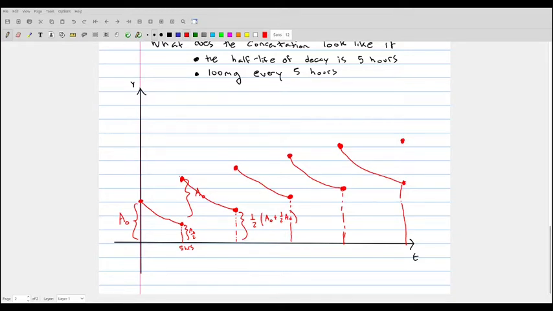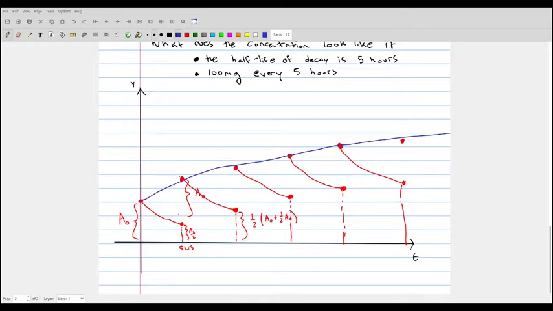And what you're seeing here is that we have two different sequences that we're interested in, and two different sequence limits that we're interested in. The first one is the limit of the max concentration. This max concentration we're seeing is getting larger and larger as you continue to dose every 5 hours.